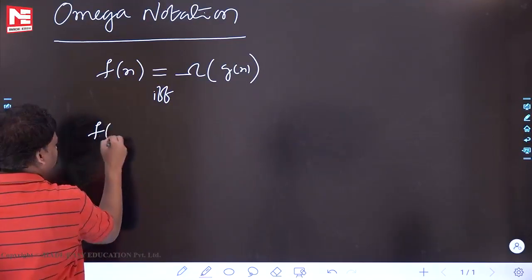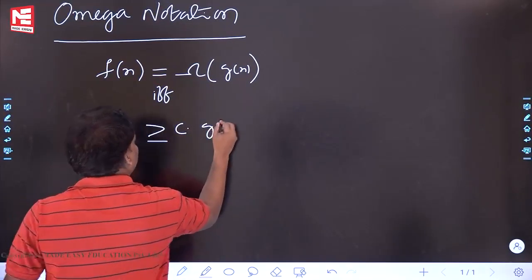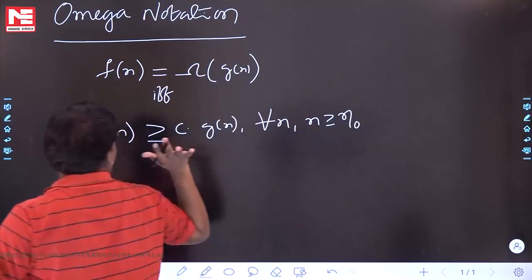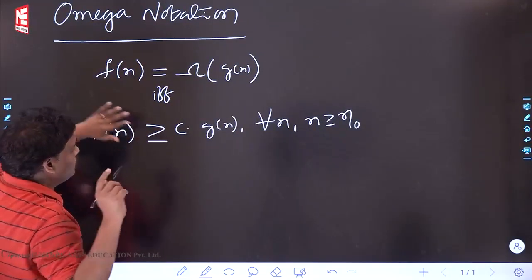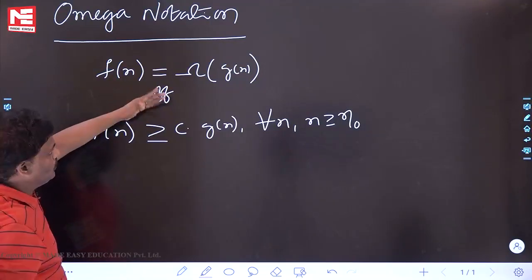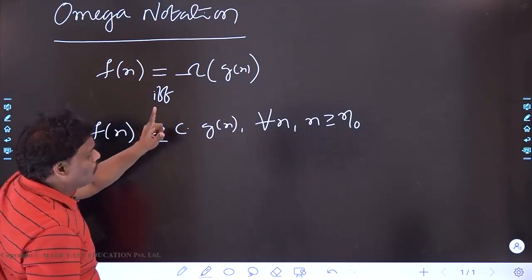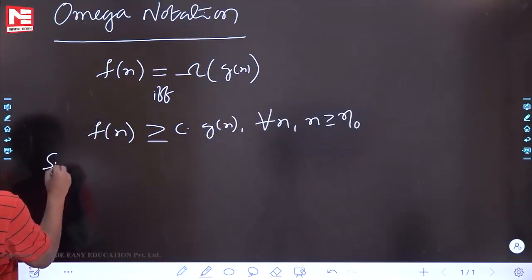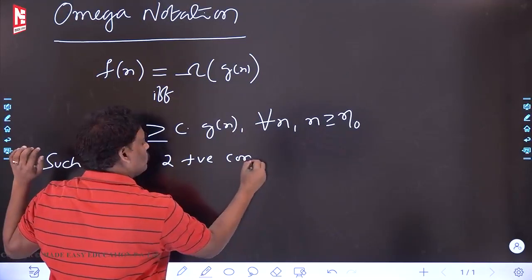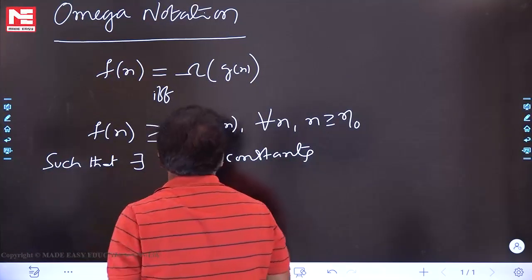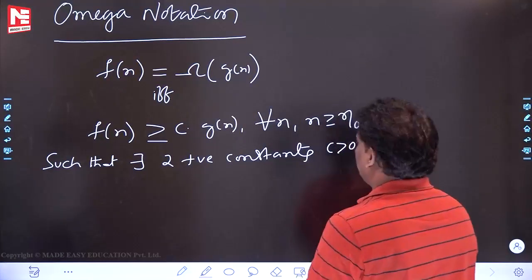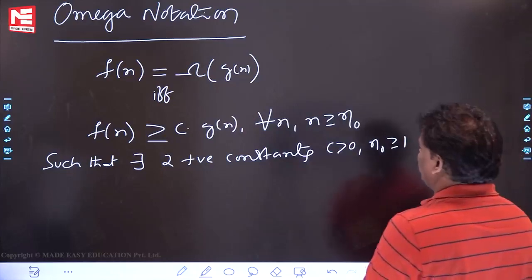What is the definition? You know very well: f of n greater than or equal to some c into g of n, for all n where n is greater than or equal to n0. Same thing as it is. Big O and omega have the same definition. In big O it is less than or equal to, in omega it is greater than or equal to. If and only if, it works in both directions. Such that there exist two positive constants c greater than 0, n0 greater than or equal to 1. It is the definition.